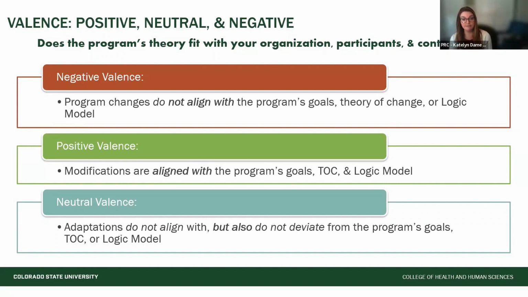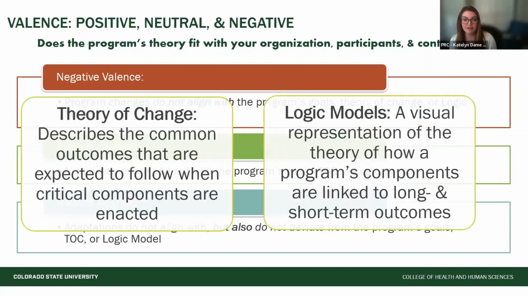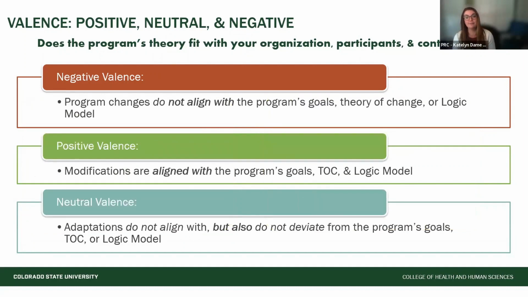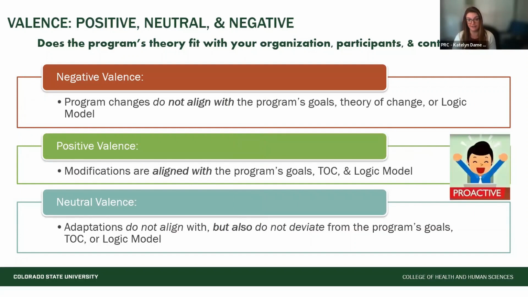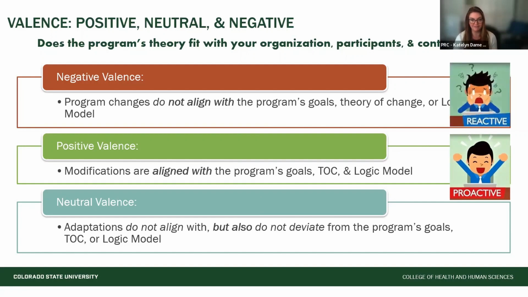Or VALENCE can be positive, in which adaptations really align with the program's goals, theory of change, and logic model. Or your adaptations could have a neutral valence, where they don't necessarily align, but they also don't deviate from the program theory or goals. Using your program's specified logic model and referring to its theory of change is the best way to measure and determine how well your changes align with or deviate from the program's overall goals. It's important to remember that adaptations made proactively are more likely to maintain this positive balance, whereas adaptations made reactively are more likely to result in negative balance.